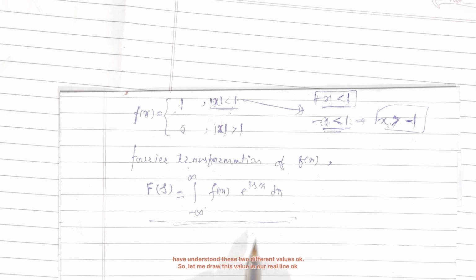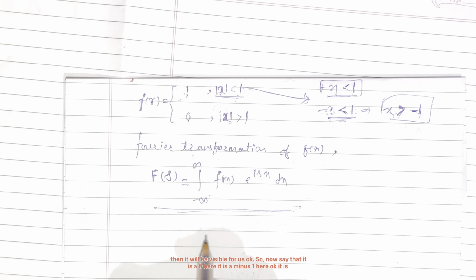I hope you have all understood these two different values. Now let me draw these values on the real line, then it will be visible for us.